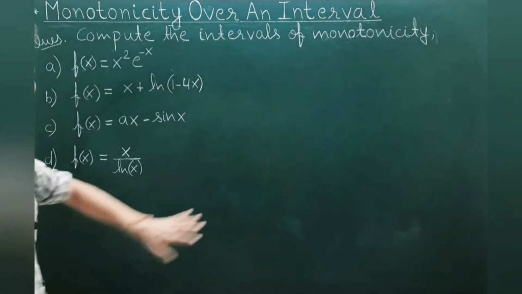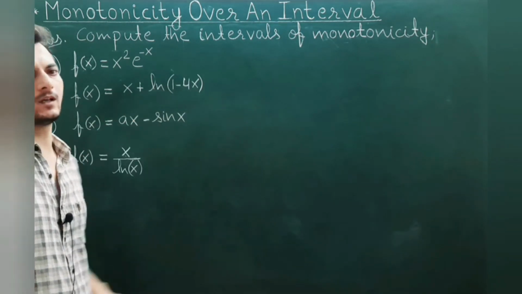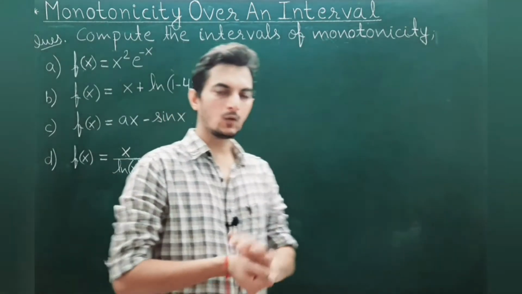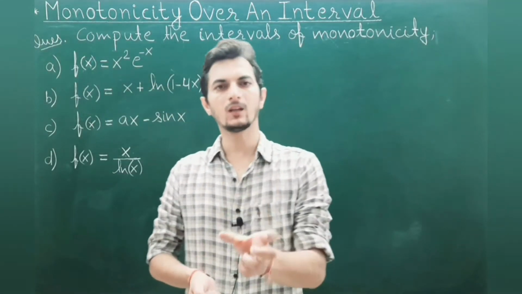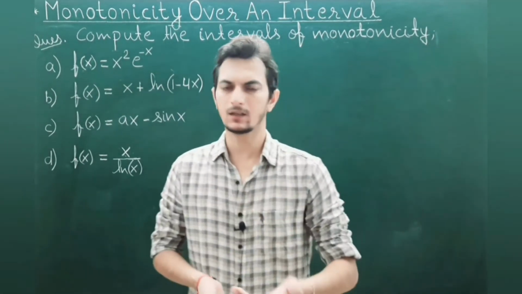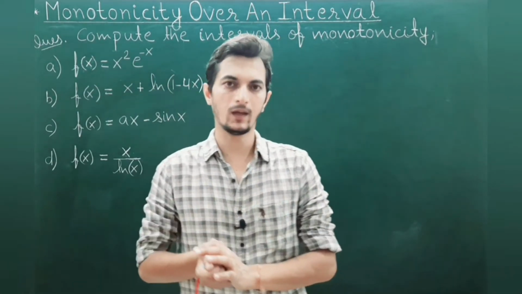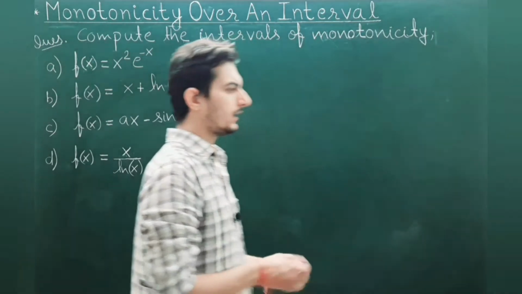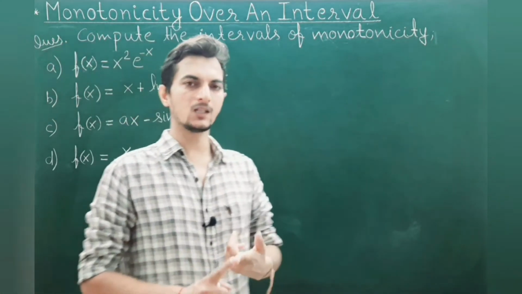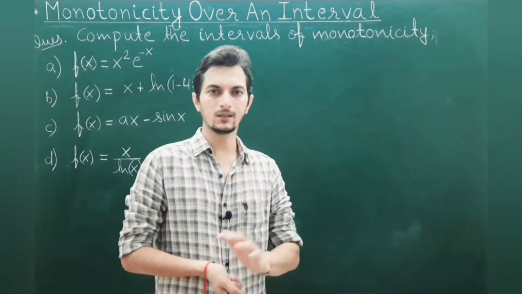Alright, so here is the first question. It says compute the intervals of monotonicity for the following functions. Intervals of monotonicity means that you need to find out the intervals where the function is monotonically increasing and where the function is monotonically decreasing. The function can be increasing and decreasing. We need to find out the different intervals. Okay, so let's start with the first one. And you know, by derivative test it is very simple. Where derivative is positive, the function is increasing, and where derivative is negative, function is decreasing.